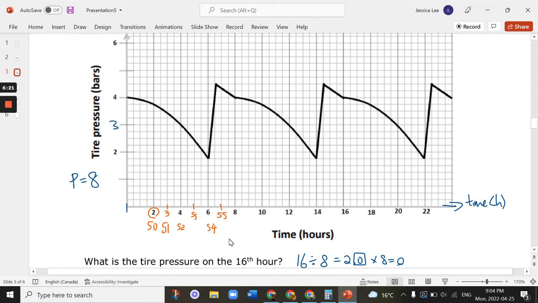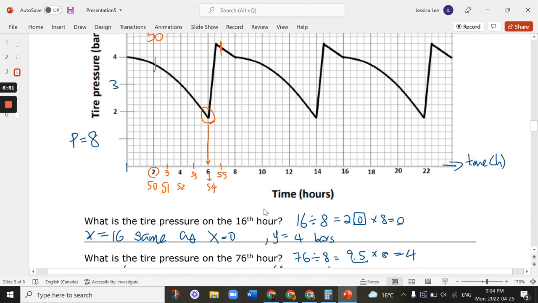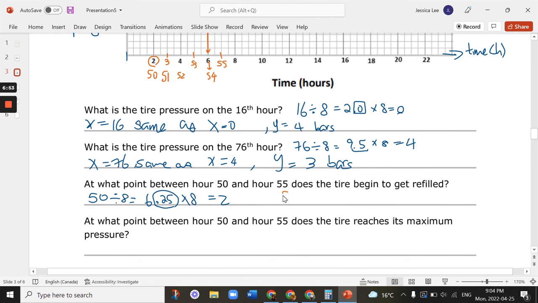And because 50 is the same as 2, I can just relabel my graph and look at between 50 right here and 55 right here. When does the tire get refilled again? It gets refilled right here, right? That's when the pressure goes back up. So it's x equals 6 or the same as 54. So at the 54th hour, the tire gets filled back up again.